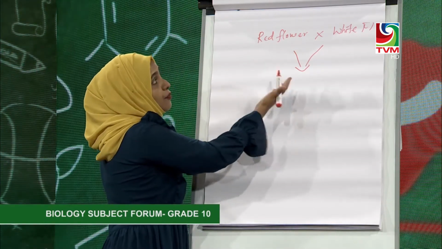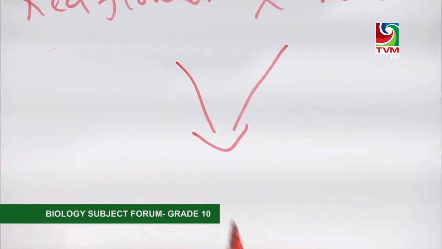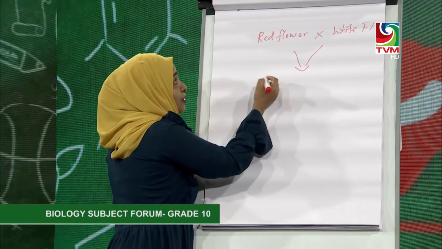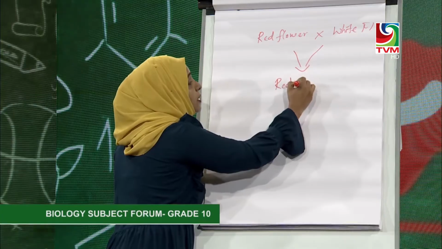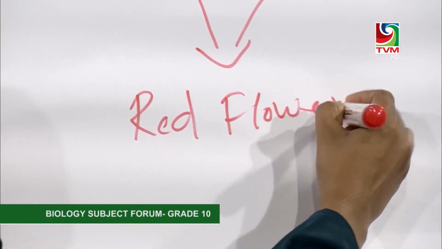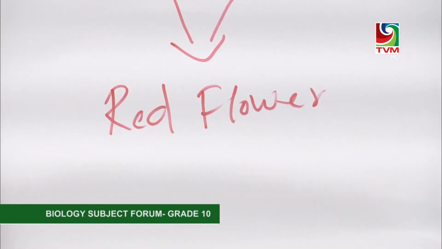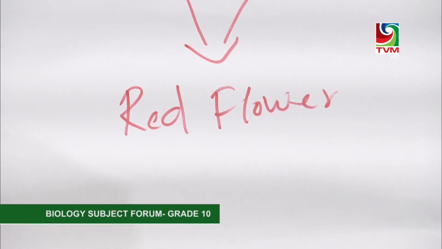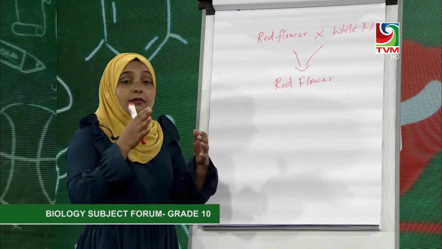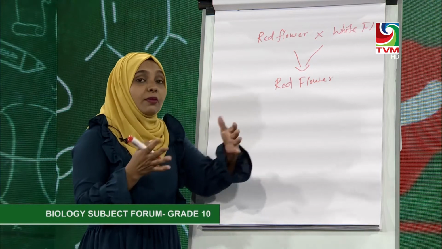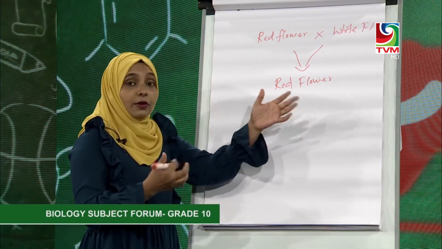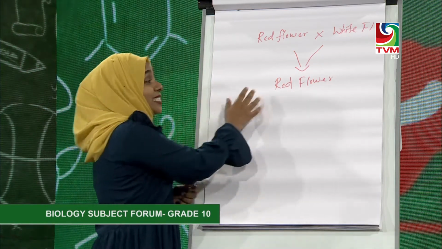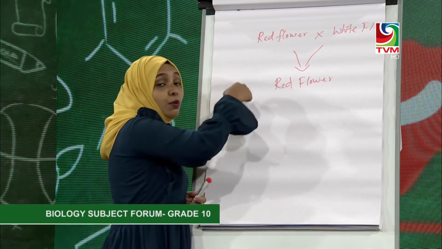When we cross a red flower plant with a white flower plant, if all the offspring in the F1 generation have red colored flowers, this means red is dominant over white. If all the resulting plants have red flowers, then red is dominant over white.